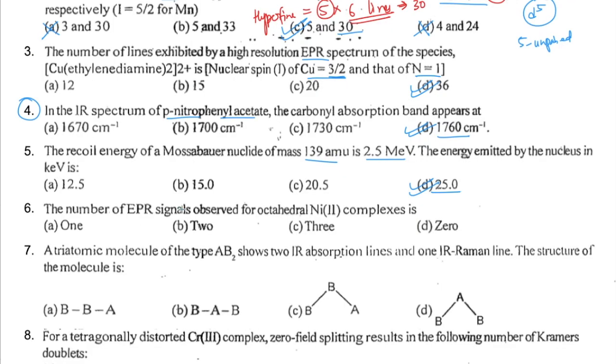Alright. Now let's talk about question number 6 over here. It says the number of EPR signals observed in octahedral nickel plus 2 complex. Now nickel in plus 2 complex is going to have a d8 configuration, and in the octahedral splitting it is going to have 2 unpaired electrons. Here one concept will come which is called Kramers degeneracy or Kramers doublets. That is also asked in question number 8, but I'll just explain in short what it actually means.